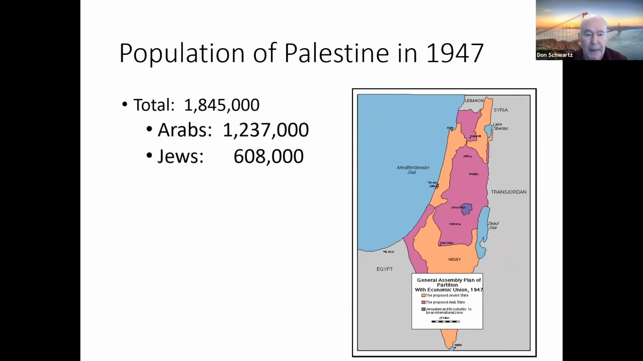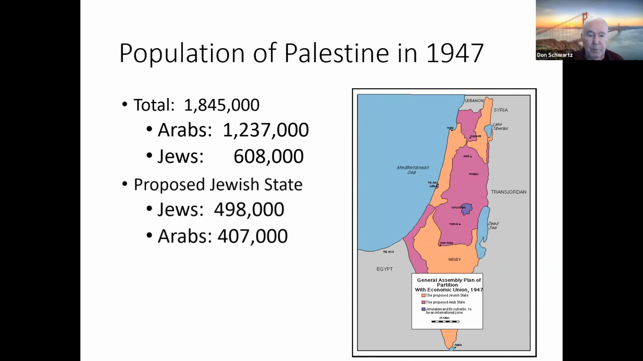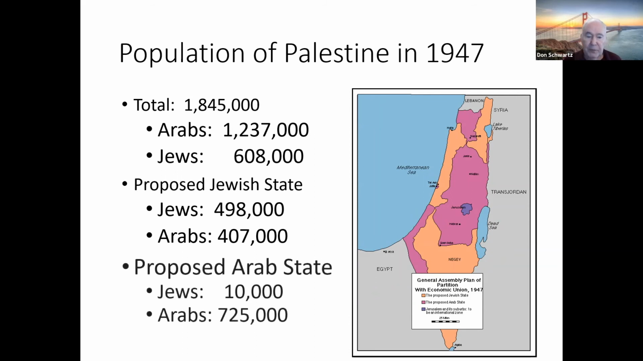there was a total population of 1.8 million. 1.2 million were Arabs and 608,000 were Jews. In the proposed Jewish state, there would be 498,000 Jews and 407,000 Arabs. In the proposed Arab state, there would be 10,000 Jews and 725,000 Arabs. So these are the reasons why the Arabs rejected the partition plan.